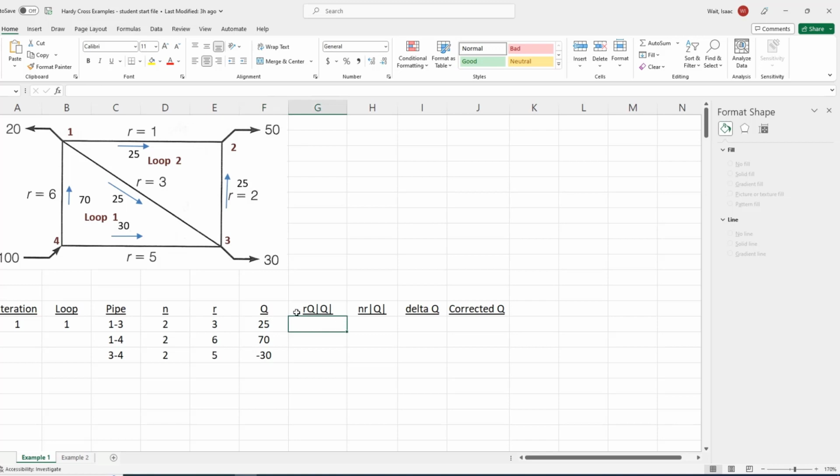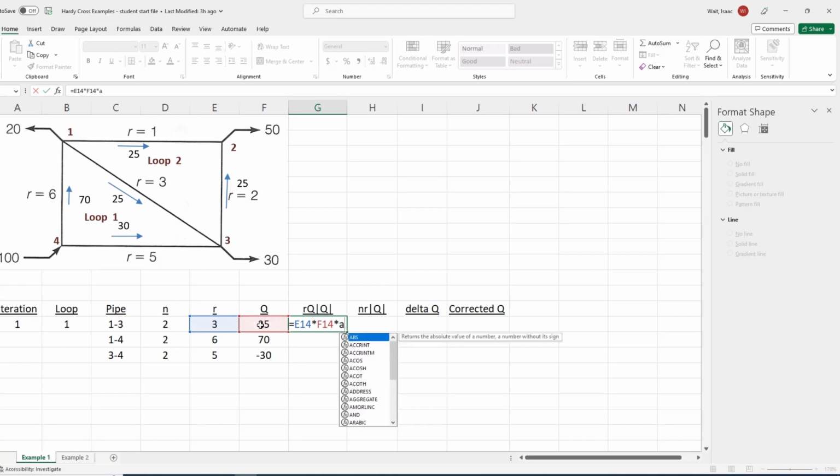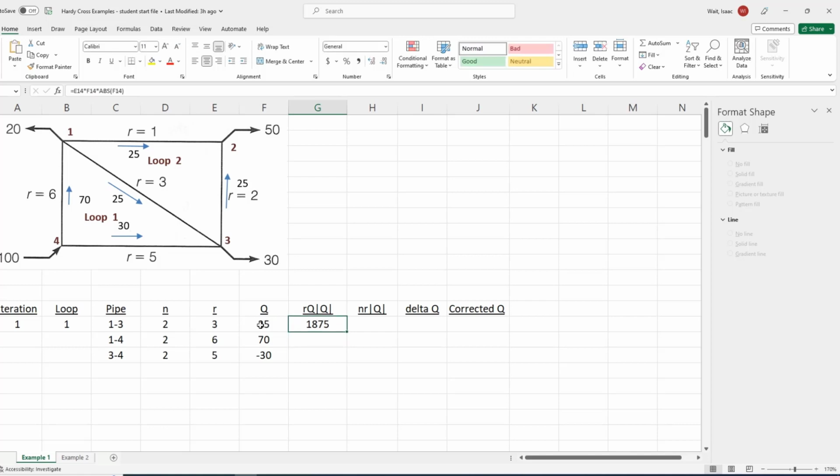Now, R times Q times absolute value of Q. So we're going to put in a formula here. So equals R times Q times ABS of Q. Now, I've got the formula centered, so I can't click on that cell location anymore. So I just have to type in F14, because I can't click on it since I've got the centering. All right, so it's R times Q times absolute value of Q. Okay, so 1875, and I'm going to drag that down for the other 2 rows in this loop.